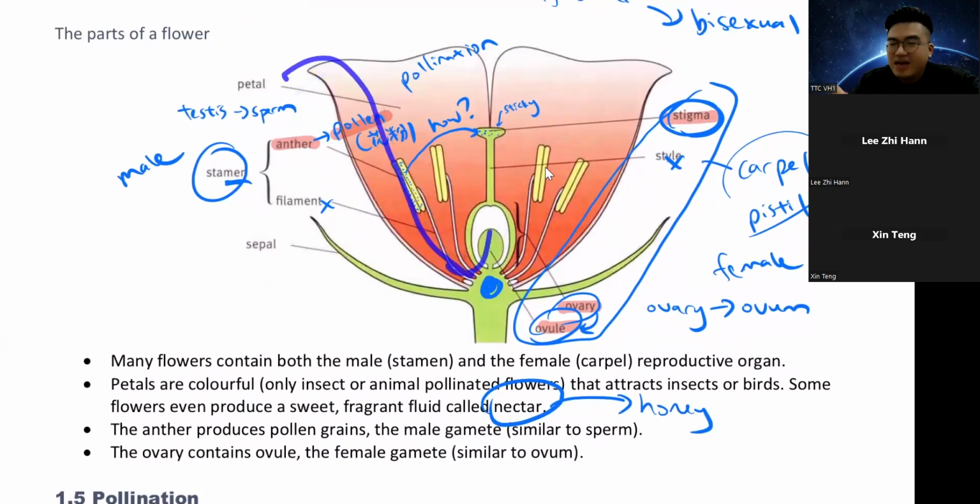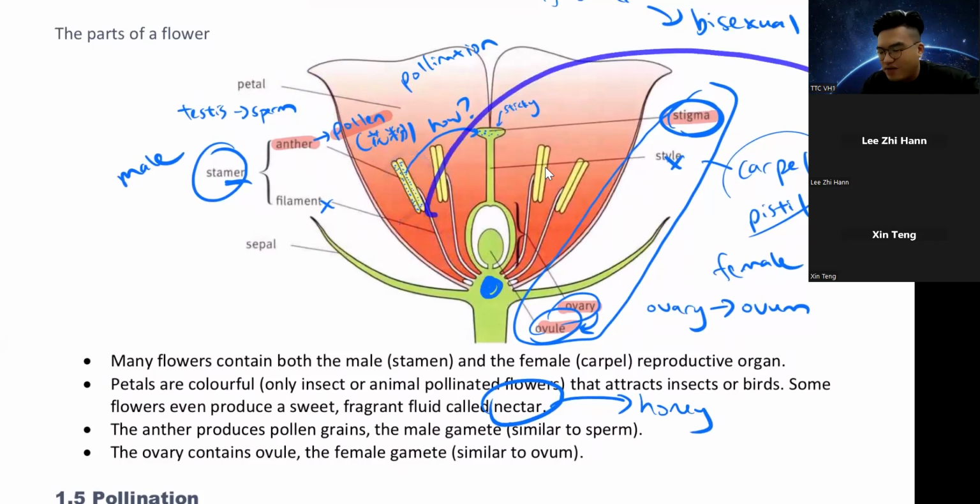When bees come in, they have a furry body. Their body is full of fur. So when they go past here, this pollen will stick to their body. Why is this important? Because when the pollen sticks to the bee's body, when they go to another flower, they might stick this pollen to the stigma.